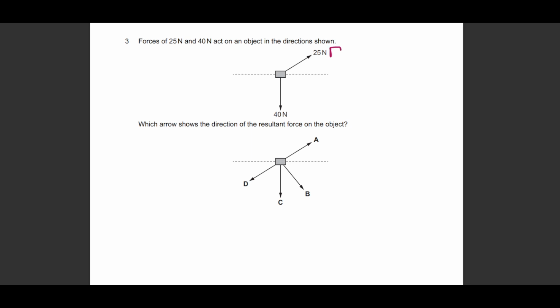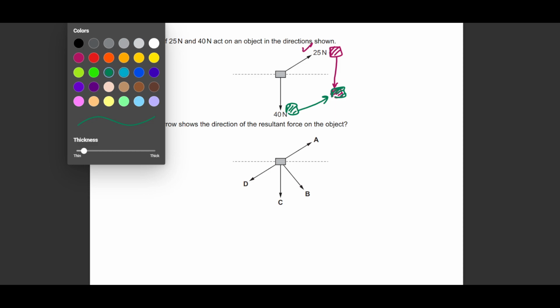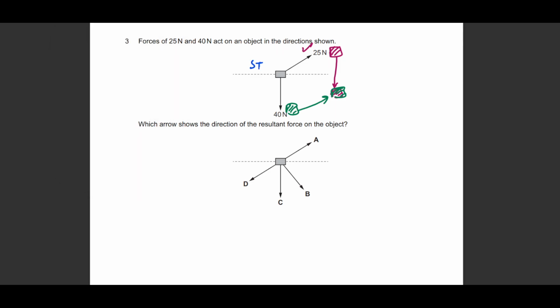So first the object moves to this location because of the influence of 25 newtons. Then the object has to go downwards due to the influence of 40 newtons, right? So the object goes downwards and ends up at this location. Let's try to do it from the other way as well. First the object moves towards the 40 Newton direction and then moves to this direction because of the 25 Newton, because we have to include the effect of both vectors. And even from this side, the object ends up in the same location, right? So effectively, our resultant would be from the starting point to the ending point. That means that the object is actually going to experience a resultant in this direction.